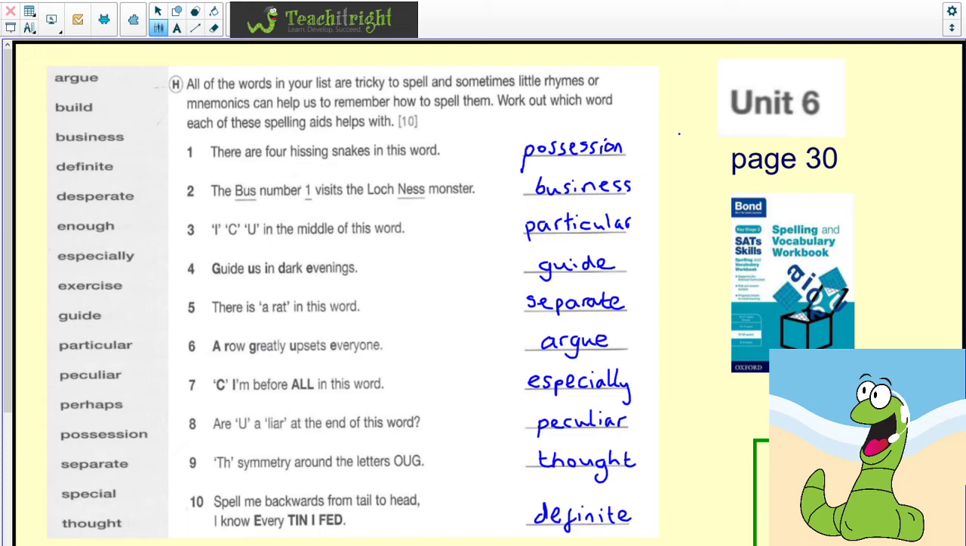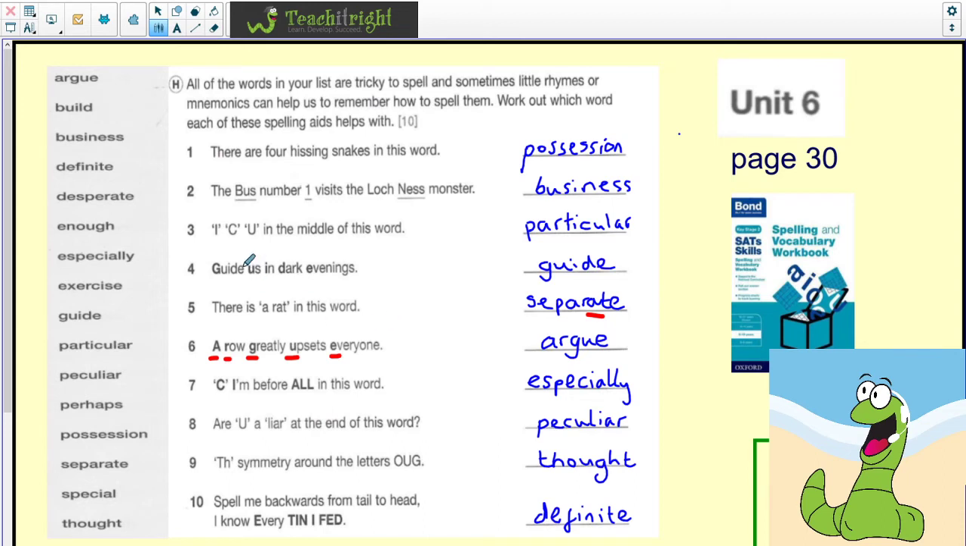I love some of these. These are really good fun. Let's have a look at a couple of them. There is a rat in this word. And there we have, we've got separate. And then we've got a row greatly upsets everyone. So if we took the first letters, that will spell the word argue.